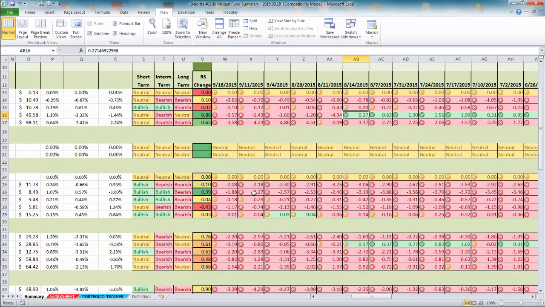As we scroll down, we'll see this is a general trend. We're seeing some green lights, and we're also seeing generally the numbers are getting less negative than they were the previous week.